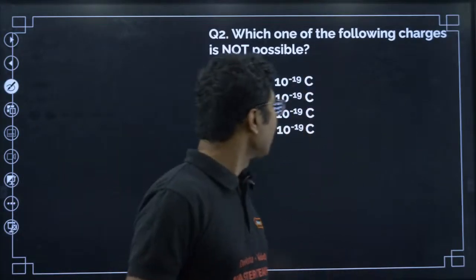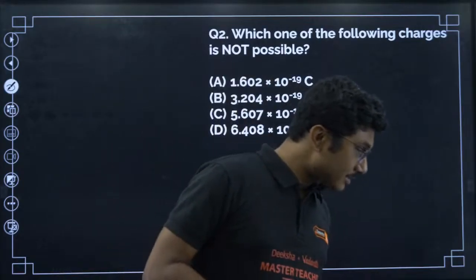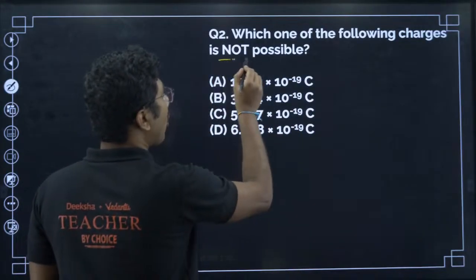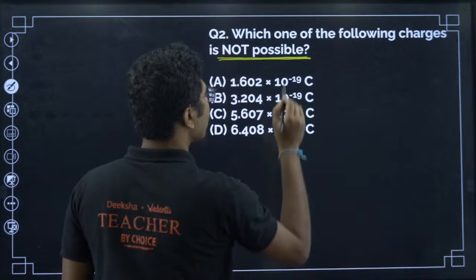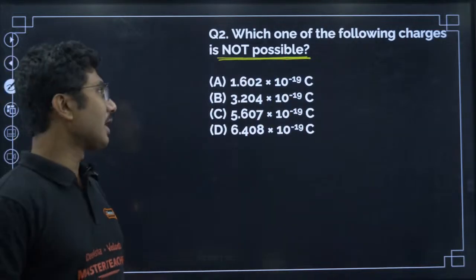So now the question, option A, C, where it is said not possible, not possible. So be careful what you are answering over here.